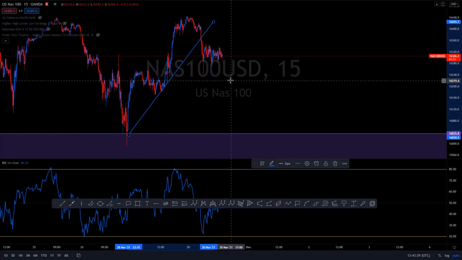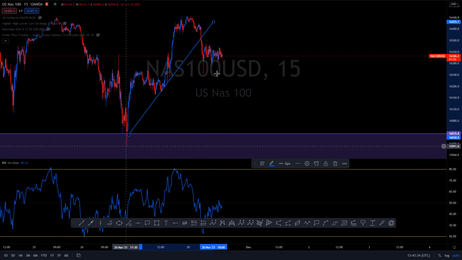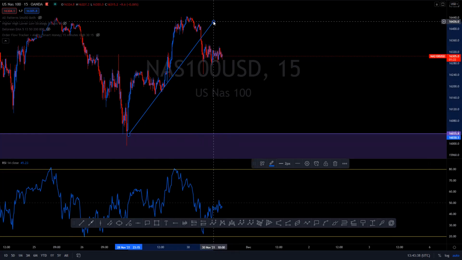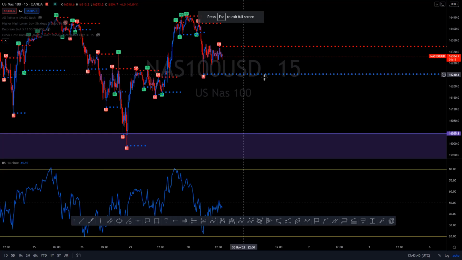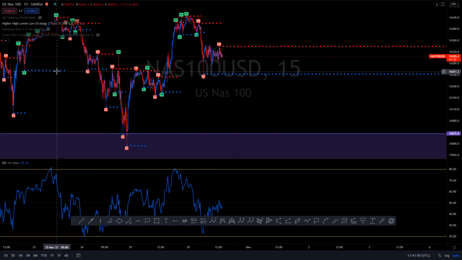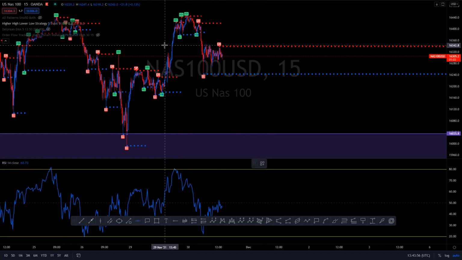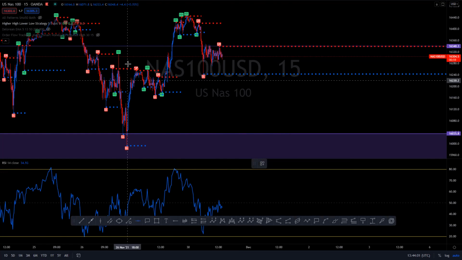consolidating. So if I see consolidation, I'm not going to trade until I see another clean break and retest. So what I'm going to do is just turn on my higher high, lower low strategy. I'm going to look at the most recent high and then the most recent low, and I'm going to put horizontal lines there because I want to wait and see which way price is going to break and retest.